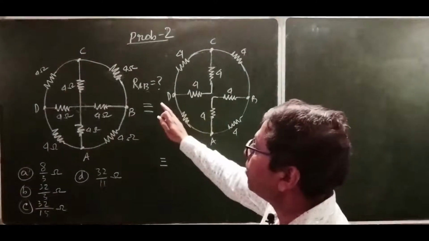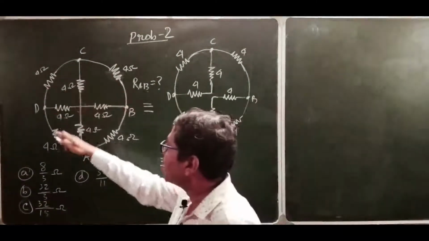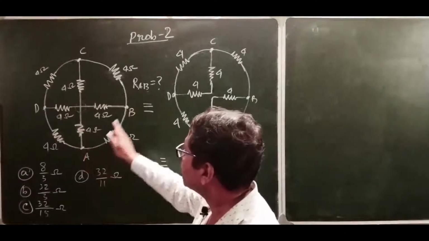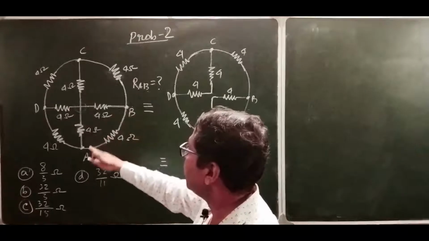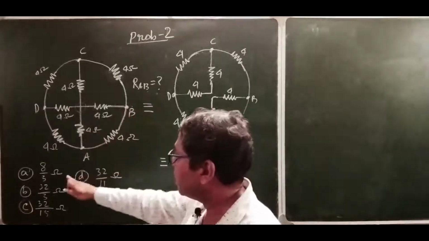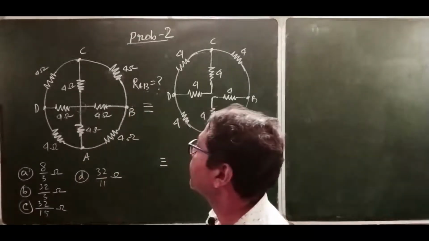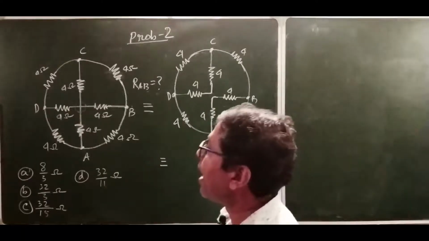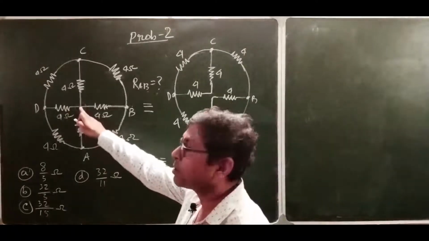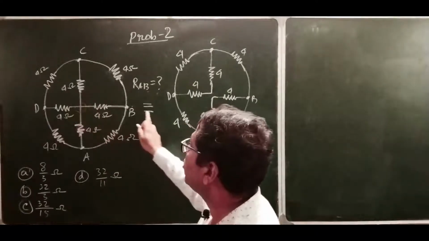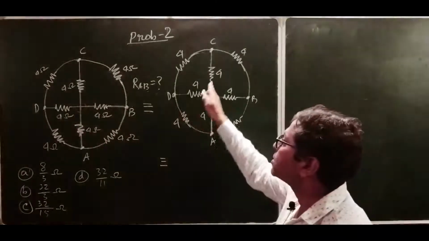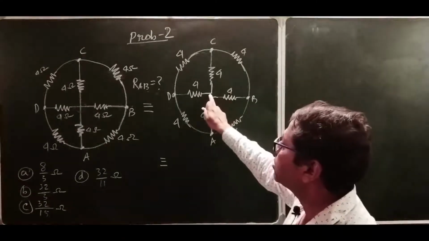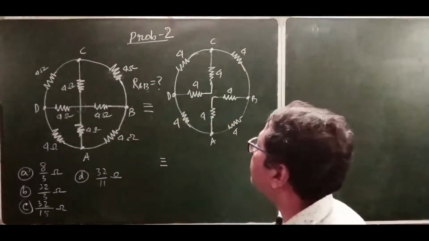In the second problem, this type of circuit is given and we are asked for the equivalent resistance across AB. There are 4 options. Now in this type of circuit, first we have to disconnect this junction, and the equivalent circuit will be like this. Here we have disconnected that junction.